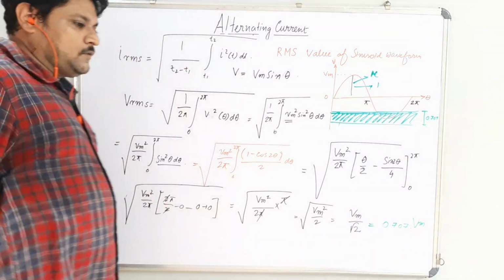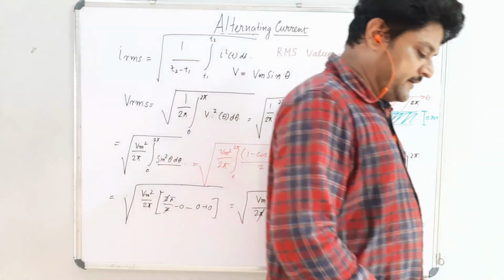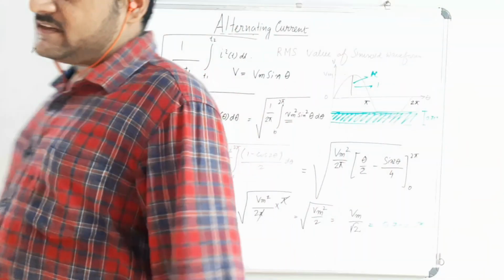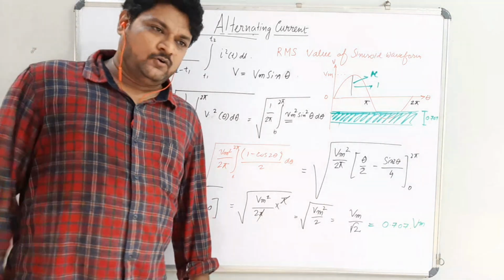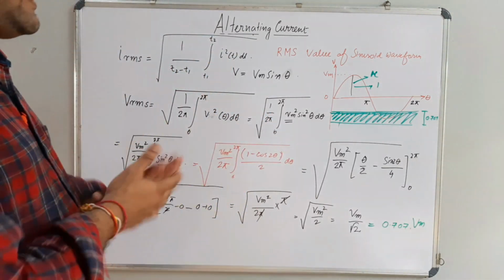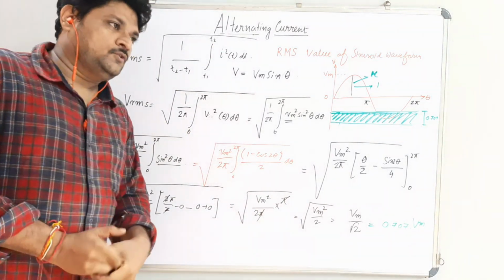So up to this we have discussed the RMS value of the alternating quantity and its physical interpretation. Now in the next class we will discuss the average value, the derivation of the average value and the physical interpretation of the average value. So today is up to this.